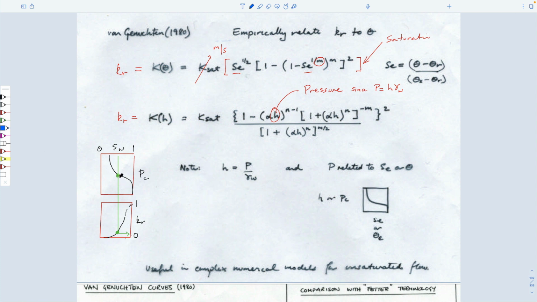But if you're also at a particular capillary pressure, then that also defines your same location and the same relative permeability.